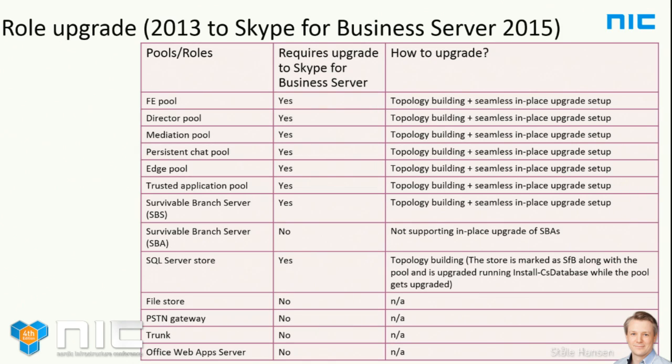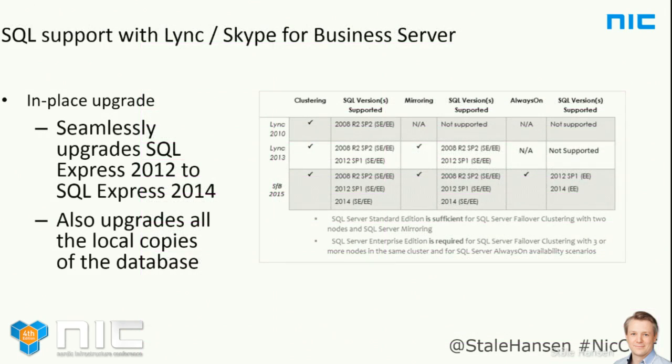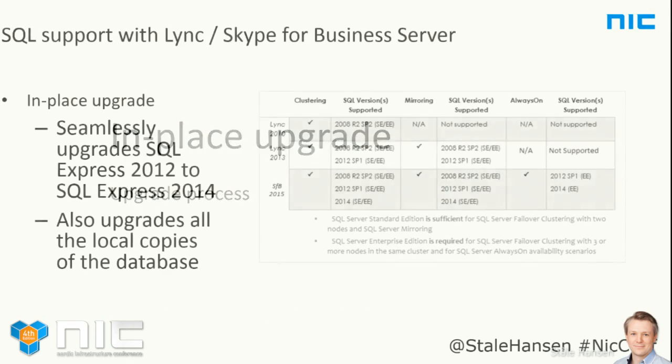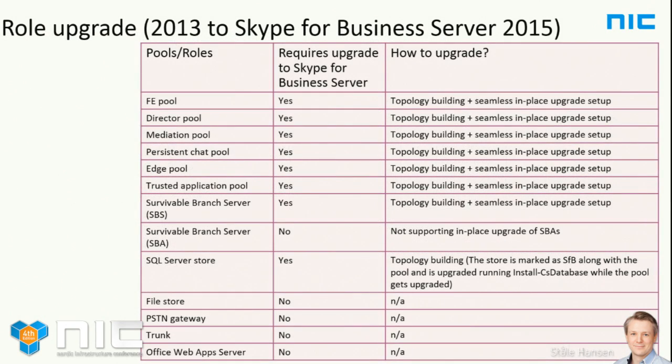And how you do it is that you use the Topology Builder. You use the Topology Builder and mark the roles as Skype for Business roles. They will be upgraded, and then you publish the topology, and then you put in the media, and it will start working.